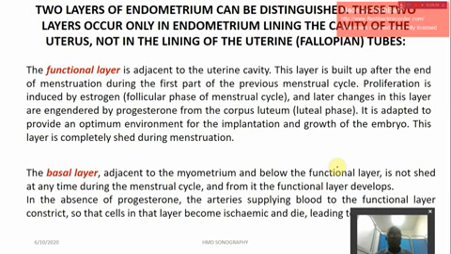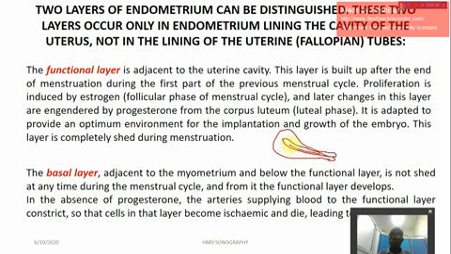Then let's look at the two main layers of the endometrium which can be distinguished. These two layers occur only in the endometrial lining in the cavity of the uterus, not in the lining of the uterine tube. Yes, they always occur in the uterus, as this is the uterus here. So that is the endometrium. That's the uterus.